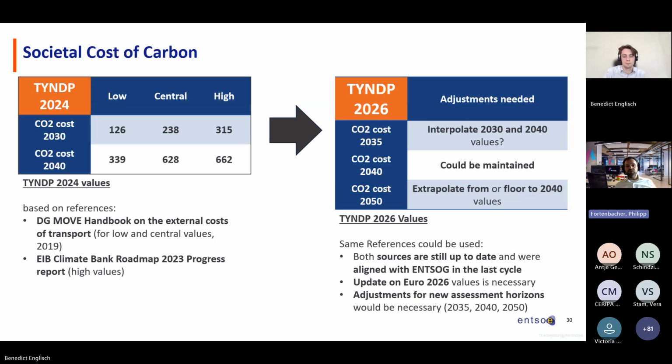And then when it comes to 2050, there could be two options. Either we floor it to the 2040 values, which is very conservative, or we could extrapolate those values from the two supporting years of 2030 and 2040. So that's a bit our idea of how we approach this problem. We would be happy if you have ideas that you would like to share with us, if we are on the right direction. Maybe before we go to the discussion, let's go to the next one.